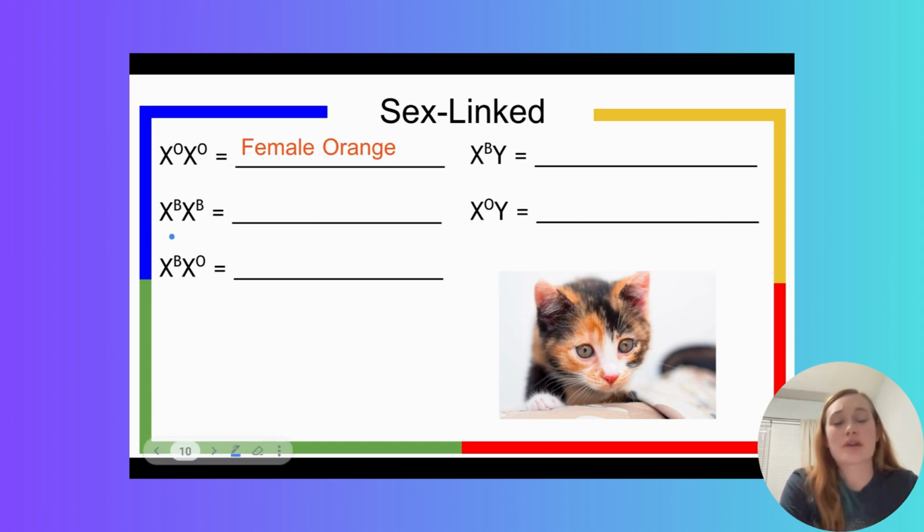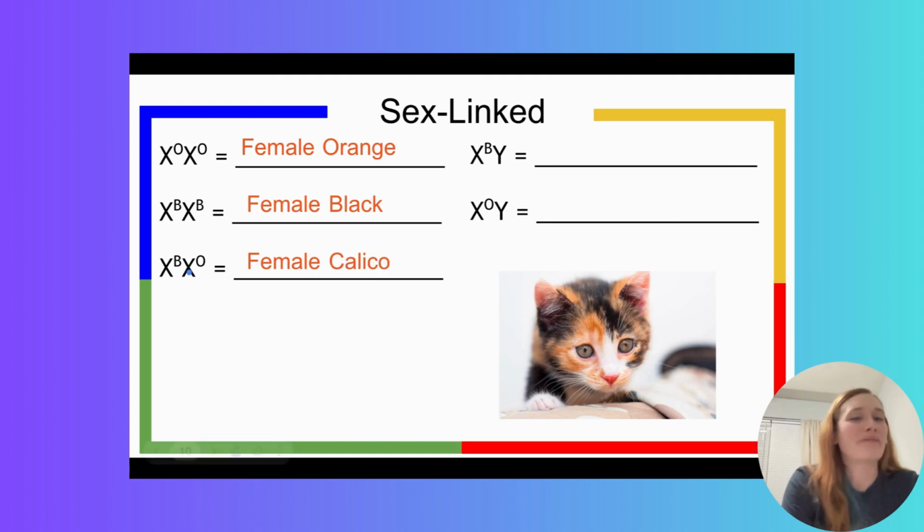For our next one, we have XBXB, well, XX, this is female, and BB is representing black fur. So here we've got XBXO, XX again is female, and BO, that is supposed to be black and orange, so that's going to be a calico cat. Here we've got XBY. So with XBY, XY is male. B is black. Our next one we have XOY. Again, it's XY, so that's male. And there's an O, so he's orange.